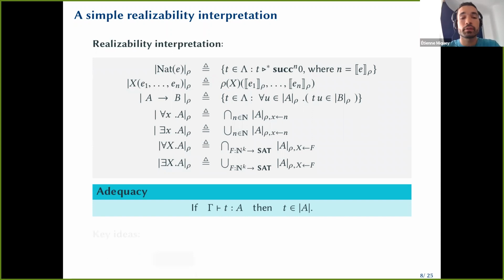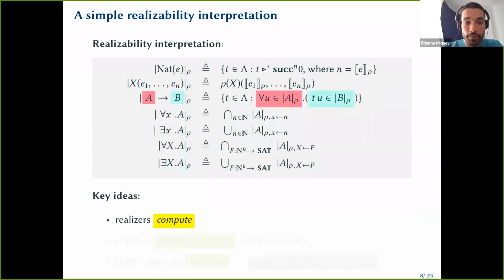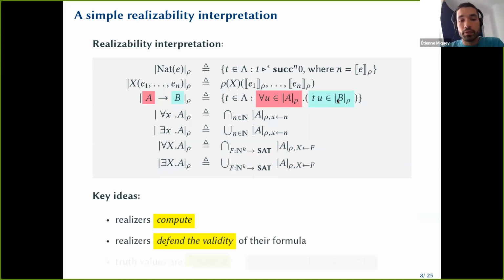Well, it's usually done by induction on the structure of formulas. And I would like to emphasize a few things here to highlight how the intuitions that I was giving before on realizability interpretation can be seen here. I said that realizers are really terms performing computation. One case where we see it is that the realizer for the implication, so a term t realizing A implies B, is a term which is going to be waiting for a realizer of A to compute a realizer of B. And here also we can see that a realizer is really defending the validity of the corresponding formula.